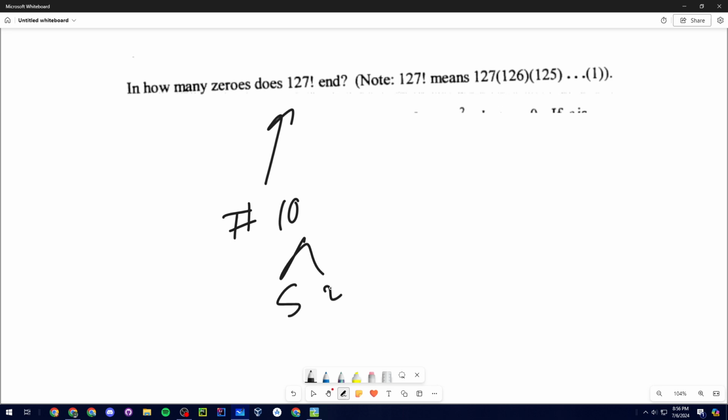Now we have a lot of 2s. Every even number gives you a 2, and every power of 2 also gives you a 2. But how many 5s do we have? Well, we can do casework. The best way to do it is to count the number of 5s, right?